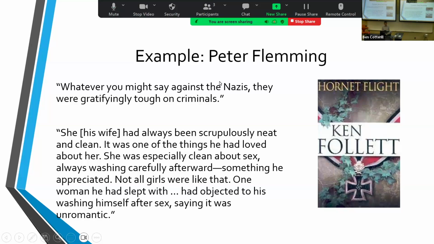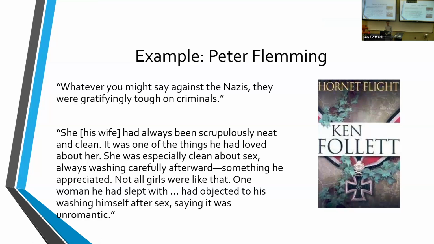Whatever you say against the Nazis, they were tough on criminals. And his disgust sensitivity, his longing for order, is clear throughout the book, not only in regards to society, but also in regards to his relationships. You can see that when he talks about his wife. He says she had always been neat and clean. It was one of the things he loved about her. She was especially clean about sex, always washing carefully afterwards, something he appreciated. Not all girls were like that. One woman he had slept with had objected to him washing himself after sex, saying it was unromantic.